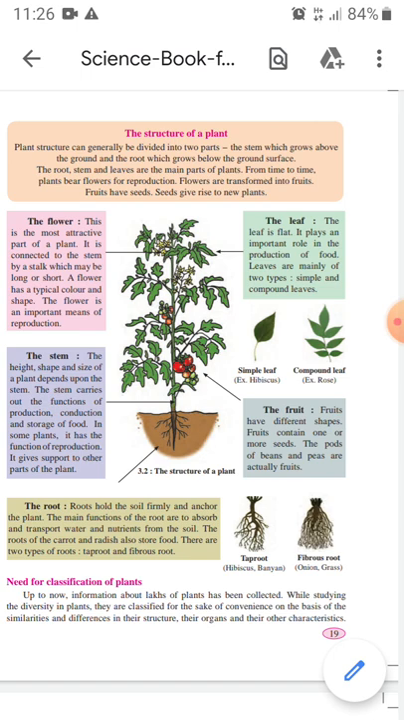Today we will stop here. Student, one homework is given to you, that is, draw this figure 3.2 in your notebook and label it neatly.